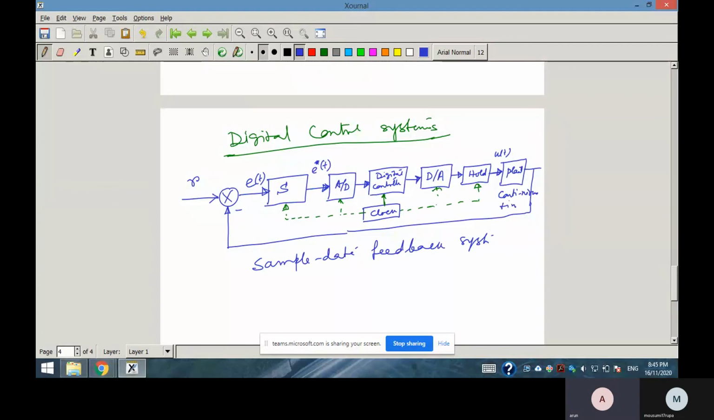Continuous time. So the plant is continuous time. The plant is not discrete. So that is the difference. Here is another type of thing you will see in digital control systems. One is the sampled data feedback system, another is the discrete feedback system. Their plant is also in the discrete domain. That I will come to slowly, you will understand. So here the plant is a continuous time plant.